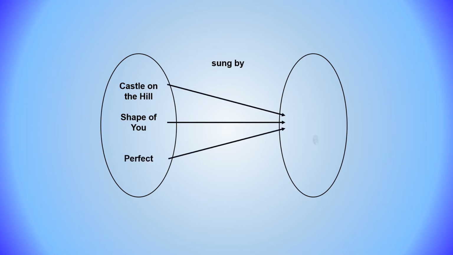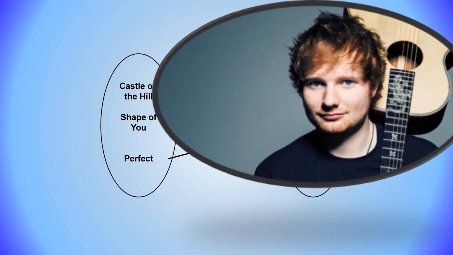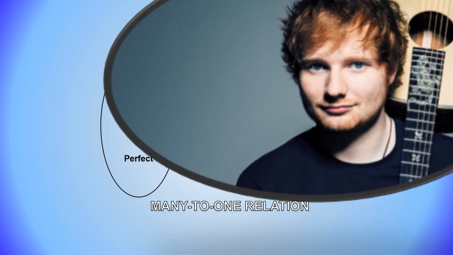What do the songs Castle on the Hill, Shape of You, and Perfect have in common? They were all sung by Ed Sheeran. This is an example of a many-to-one relationship.